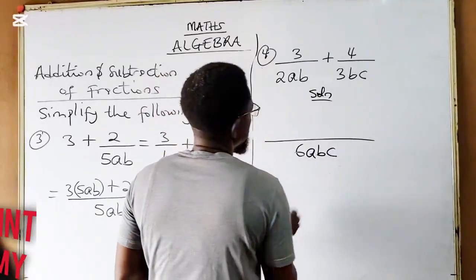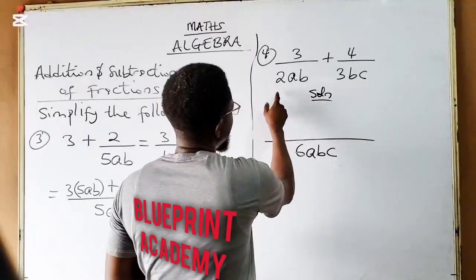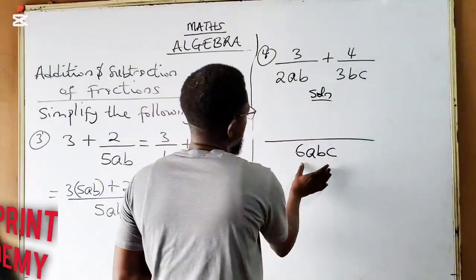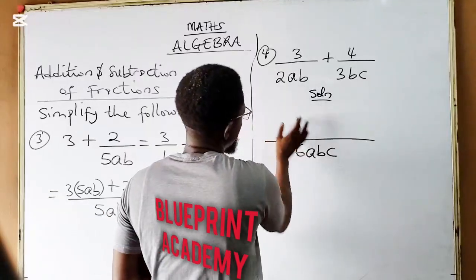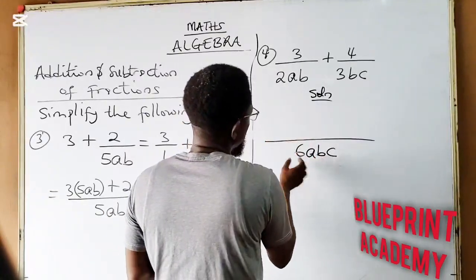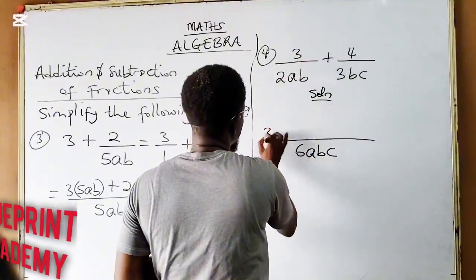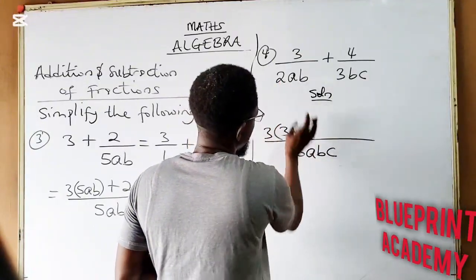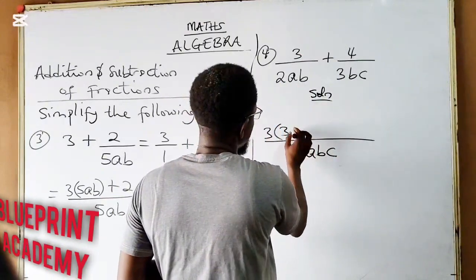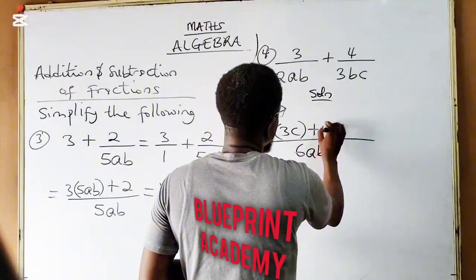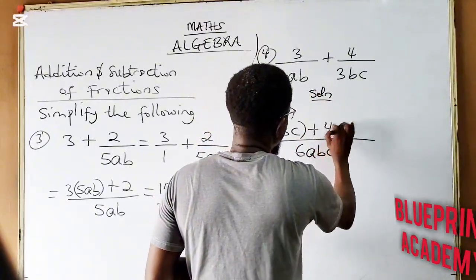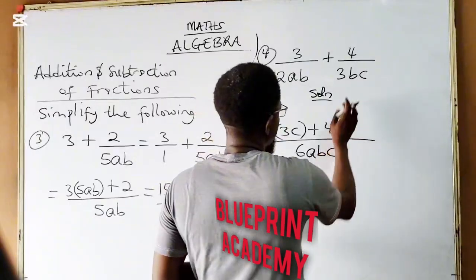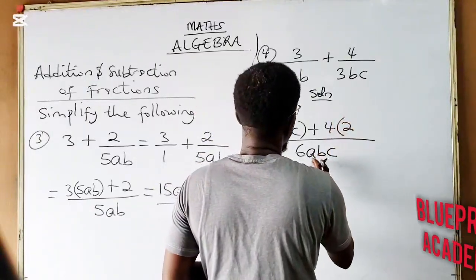Now 6ABC divided by 2AB. If you divide this by this, the 2 will cancel out, A will cancel out, B will cancel out. So we'll get 3 first, because 6 divided by 2 will give us 3. Then A will cancel A, B will cancel B, we are left with C. Then we have plus 4. Then 6 divided by 3 will give us 2. Then B will cancel, C will cancel. We are left with A.